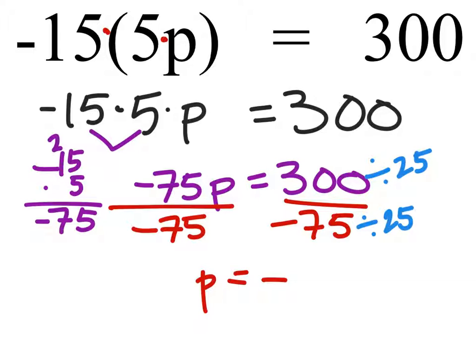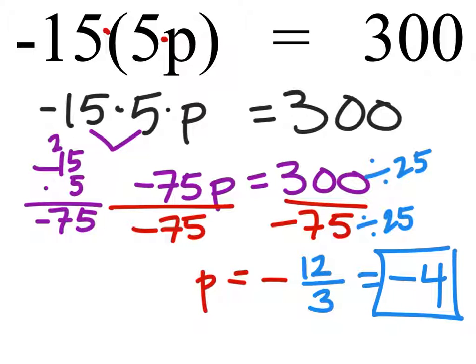So 300 divided by 25 gives us 12, and 75 divided by 25 is 3. Well, from here we know that 12 divided by 3 would give us negative 4. So P equals negative 4 in this problem, and again, you should go back and check to make sure that it gives us a true statement, which it does.